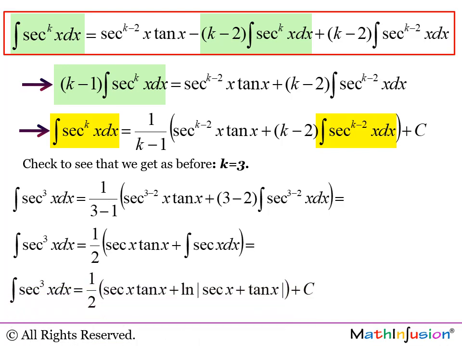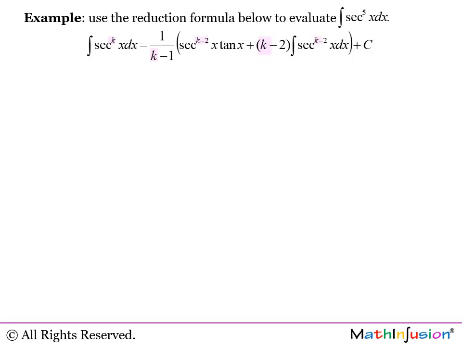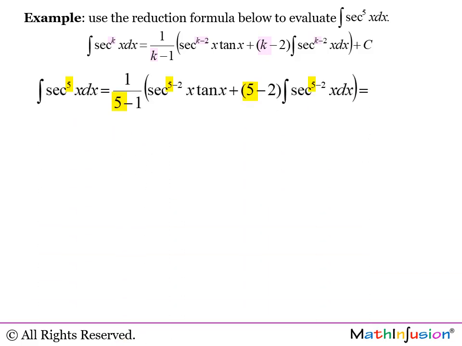And if you recall, the integral of secant x dx is ln of the absolute value of secant x plus tangent x. Now it's more complicated. Now we want to use the reduction formula to evaluate the integral of secant to the power of 5x dx. This is going to be pretty messy with algebra, so we have to be very careful. So first I start with k equals 5. You really want to simplify every step of the way. And we get that.